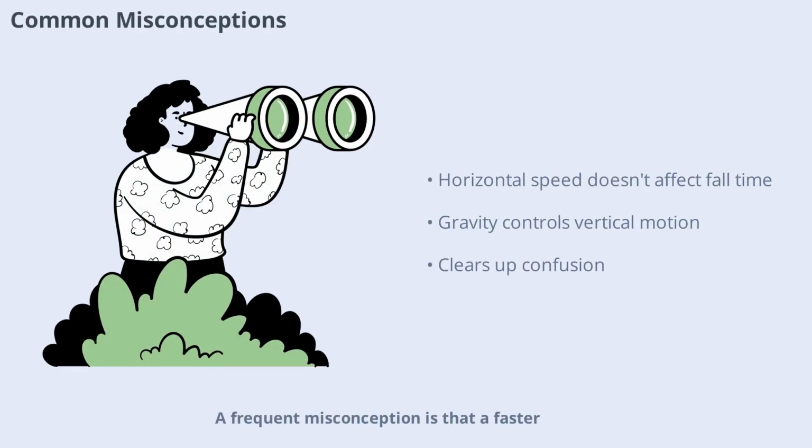A frequent misconception is that a faster horizontal speed makes a projectile fall faster. In reality, the time to hit the ground depends only on the initial vertical position and gravity, not the horizontal speed. This is why two objects dropped from the same height, one thrown horizontally and one simply released, land at the same time. Understanding this clears up confusion and helps in accurate analysis.